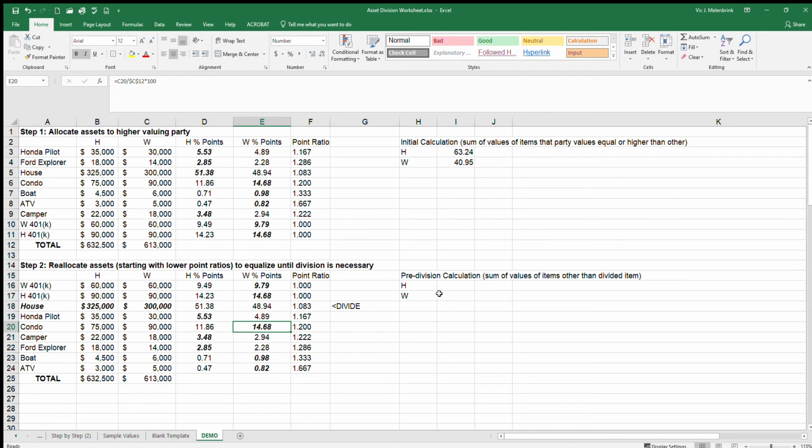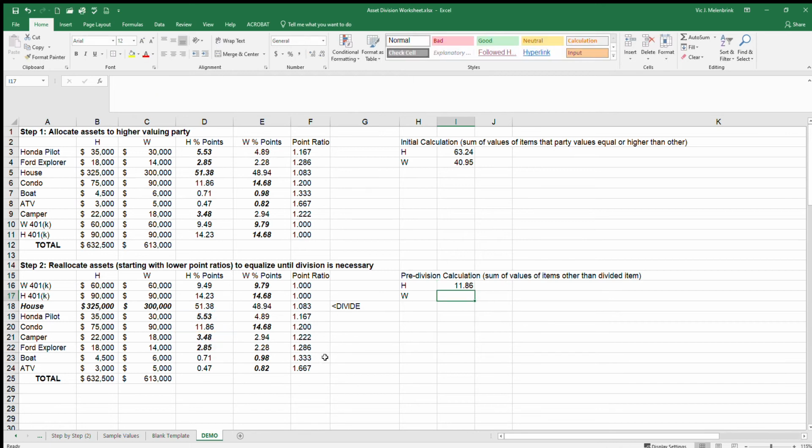Okay, so now what I'm going to do is my pre-division calculation. That's where I've taken out the item that's getting divided, and I'm going to essentially do the same thing I did up here, except it's going to take out that item. So wife's is going to stay the same because she didn't get the house taken out of hers. Husband's is going to change. So husband's, now he has equals sum. We're going to get the items remaining on husband's side. So his numbers are going to go down quite a bit.